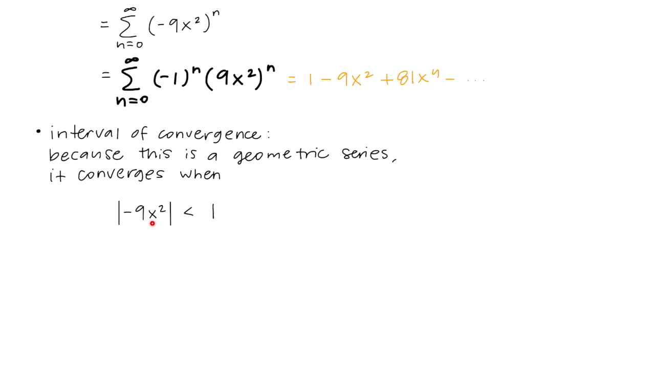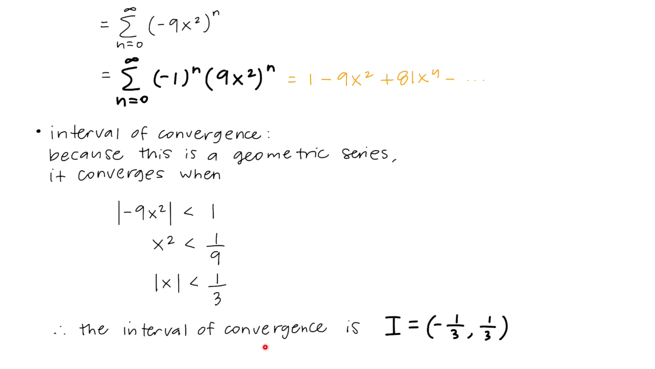Since we have a product right here, we can take the absolute value of -9, which is just 9, and divide that to the other side of the inequality. So we get x squared is less than 1/9. So then the absolute value of x is less than 1/3. Therefore our interval of convergence is -1/3 to +1/3, not inclusive.